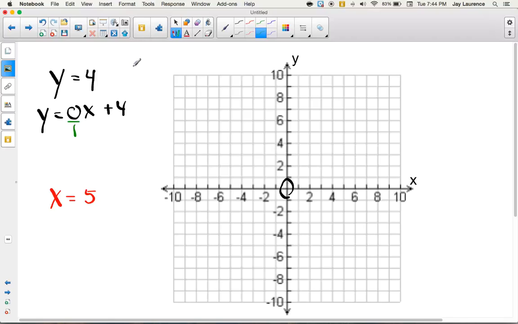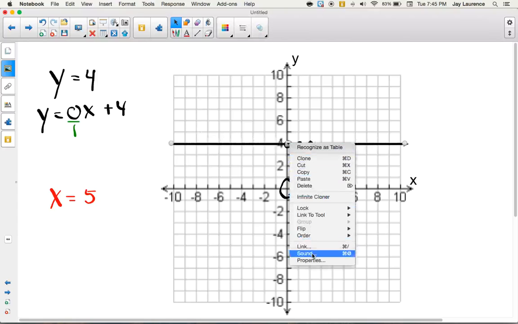Okay, so I'm going to plot the y-intercept, which is going to be at (0, 4). So it's right there. And then from there, I'm going to rise 0, run 1. Rise 0, run 1. What type of line did I get? Sure enough, I got a horizontal line. Anytime you see an equation, y equal to just some plain old number, it is a horizontal line.